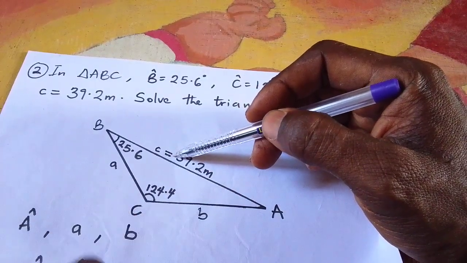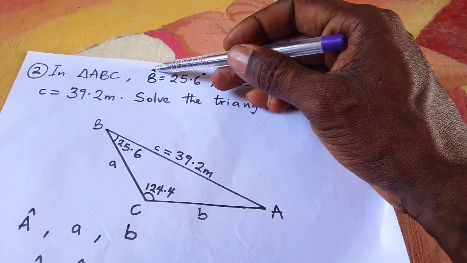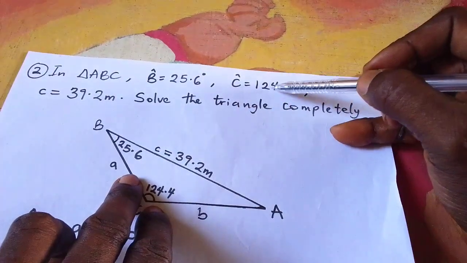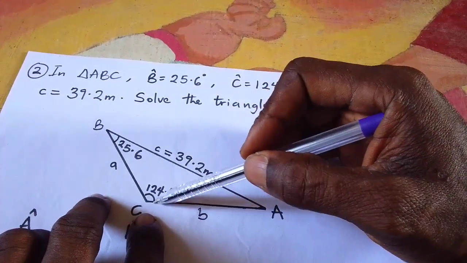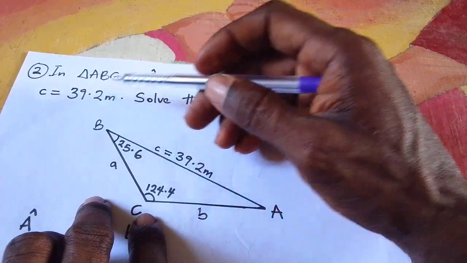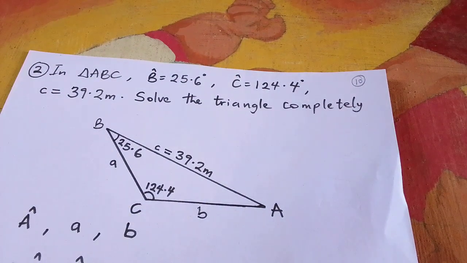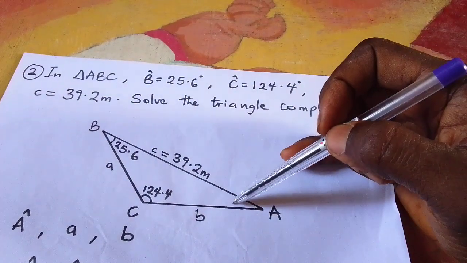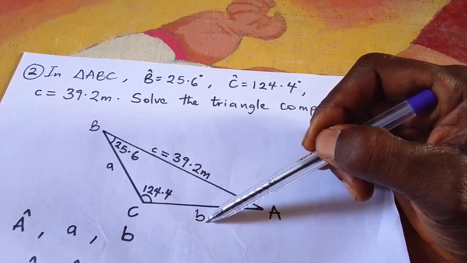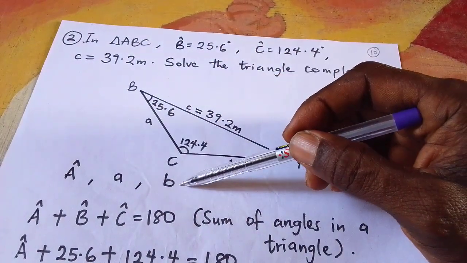Now if you substitute, your angle B is what? 25.6. So you put this angle to be 25.6. Angle C is 124.4. So this angle is 124.4. And side c is 39.2. This side is 39.2. Solve the triangle completely. So you look at it, it means that we are not given this particular angle A, this side a and this side b. So we are supposed to look for angle A, side a, and side b.